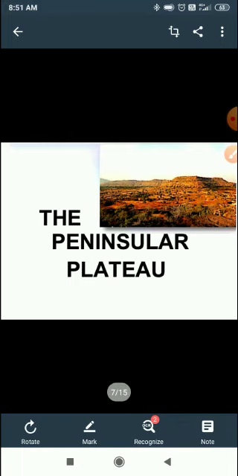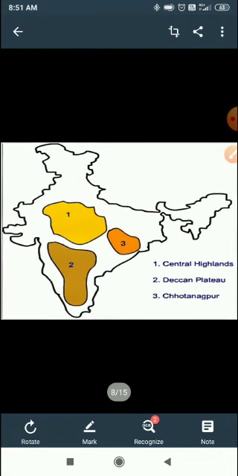As you know, a plateau is a table-like land which has a broad base and top, but is totally different from mountains. In this topic we are going to read about the characteristic features of the Peninsular Plateau. Here you can see a map on the screen which is representing the Central Highlands, Deccan Plateau and Chota Nagpur Plateau.